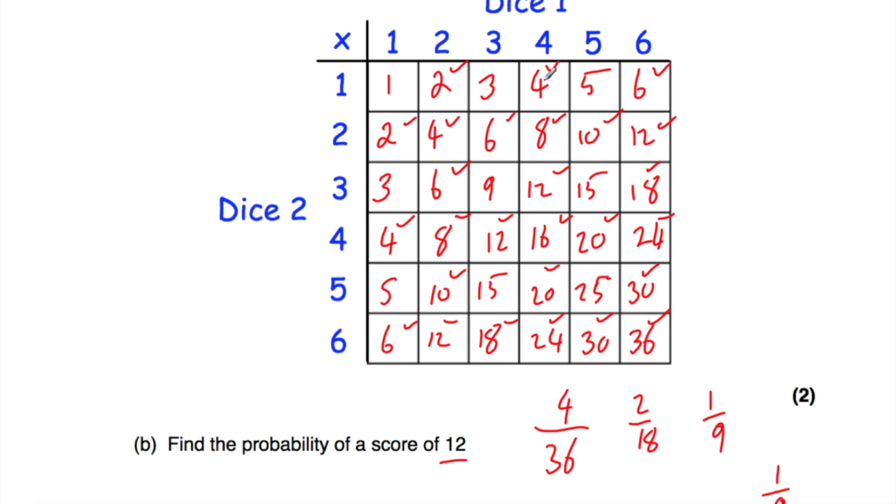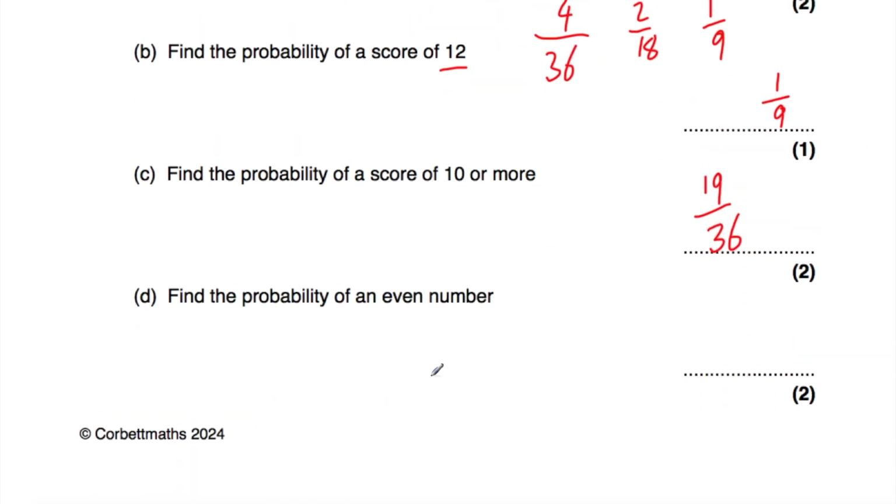So let's count them and see how many even numbers there are. There's 1, 2, 3, 4, 5, 6, 7, 8, 9, 10, 11, 12, 13, 14, 15, 16, 17, 18, 19, 20, 21, 22, 23, 24, 25, 26, 27. So there's 27 even numbers out of the 36. So the probability of an even number will be 27/36. And we could leave our answer like that if we wanted to. Both of these numbers were divisible by 9, so we could divide both of them by 9 to get 3/4, because 27 divided by 9 is 3, and 36 divided by 9 is equal to 4. So the probability of getting an even number is 3/4, or 27/36. And that's it.